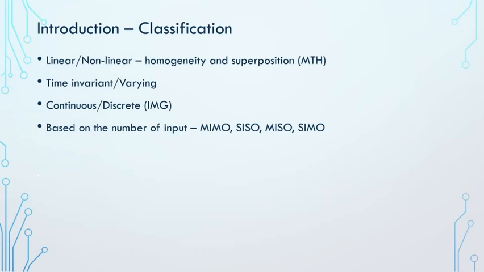And next in the line of classification is continuous or discrete. Don't mind me, you're going to see some concepts put in brackets. They are just pointers to what I'm supposed to do in the next slide. Don't worry, you're going to see what I mean by that in the next slide. Now, continuous or discrete. Let me quickly skip to the next slide.